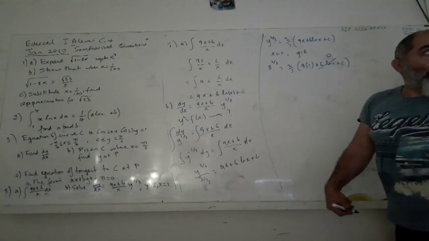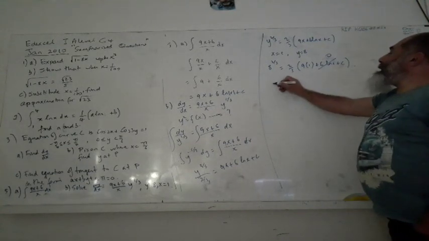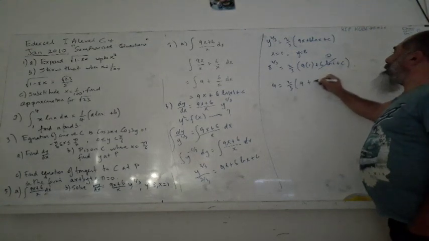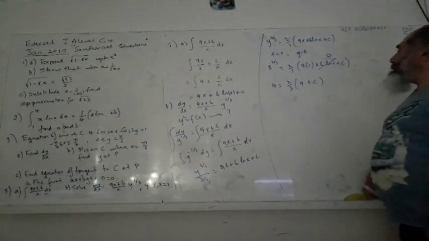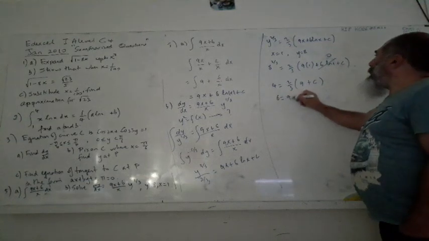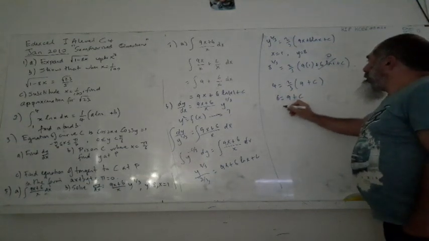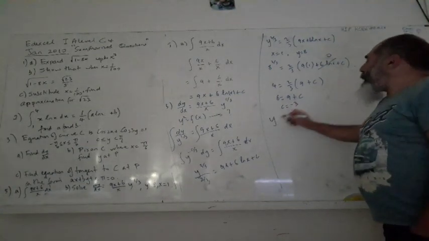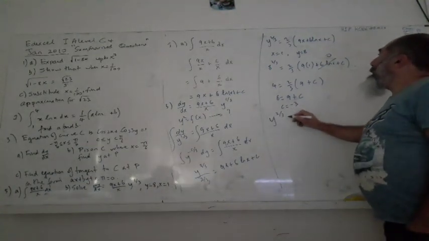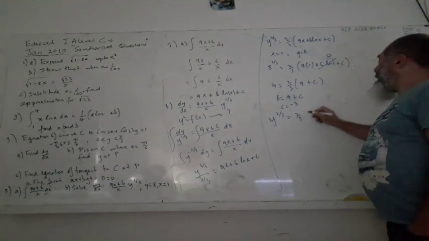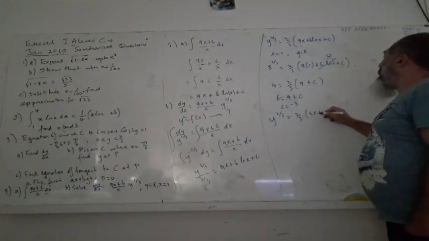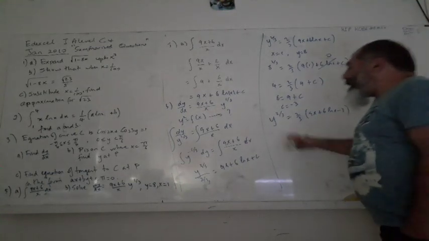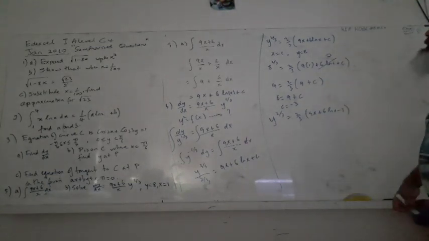Yes, this is 4 is equal to 2 over 3, 9 plus c. So 6 is equal to 9 plus c. C is equal to minus 3. That means y to the power of 2 over 3 is equal to 2 over 3, 9x plus 6 ln x minus 3. And we want the answer in the form of y squared.